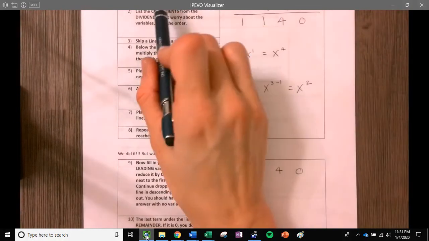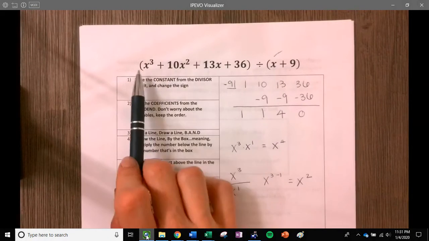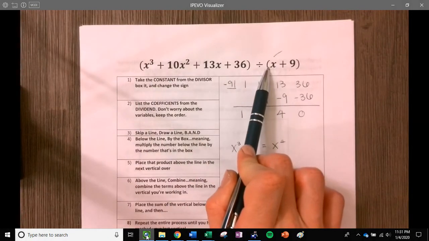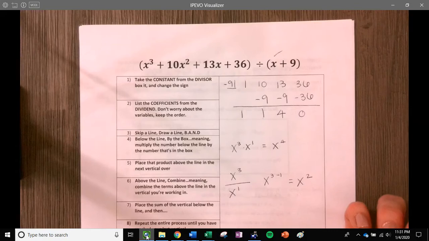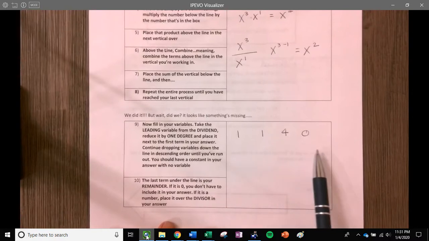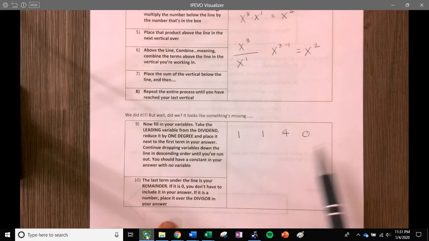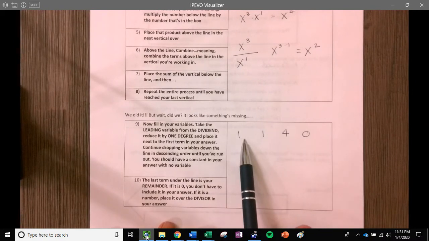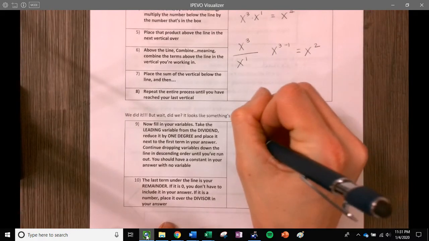So essentially, the first thing we're dividing here is x to the third divided by x to the first. So our quotient then, our answer would be x squared, which is why in synthetic division, which is just a nice big old shortcut, when we start to fill in our variables, we go 1 degree down from the leader. So I'm going to start here with an x squared.